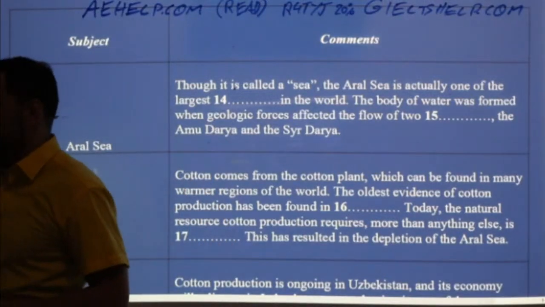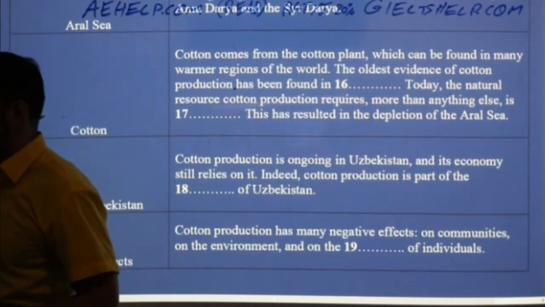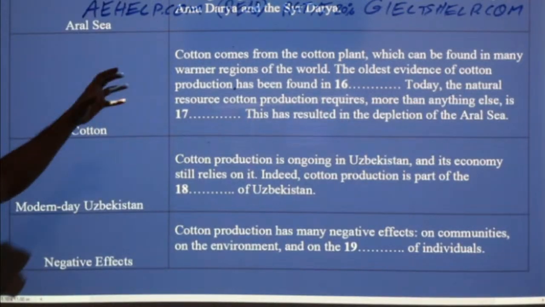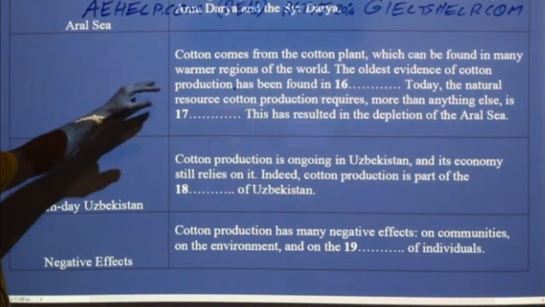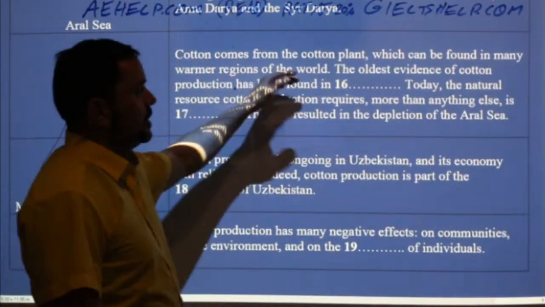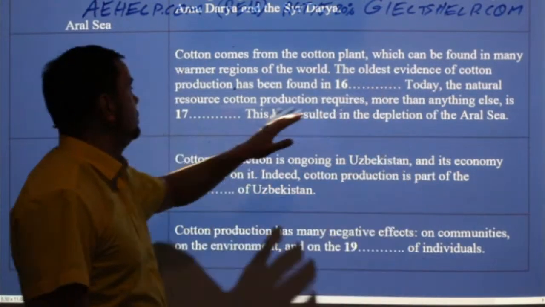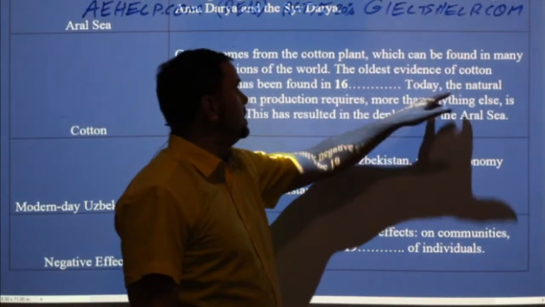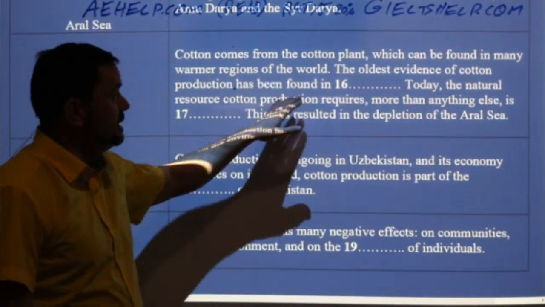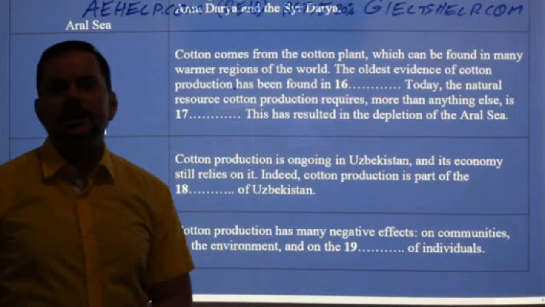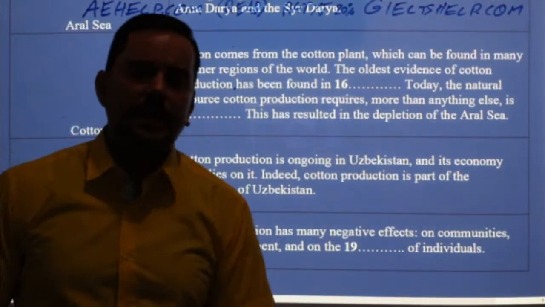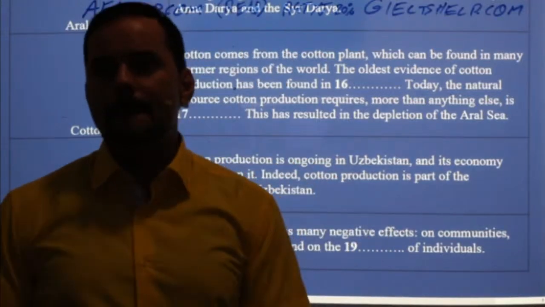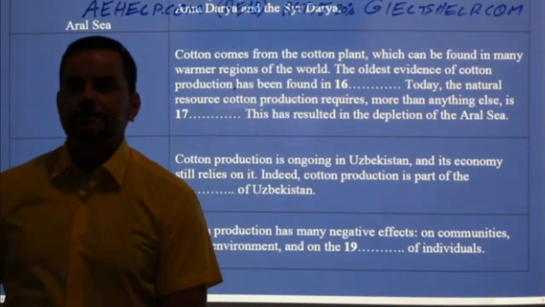All right. Okay, let's go to the next one. So here the topic is cotton. So we know it's coming from the middle of the essay because we read it clearly. Cotton comes from the cotton plant, which can be found in many warmer regions of the world. The oldest evidence of cotton production has been found in where? Can anybody remember that? I remember that because that was a very clear picture in my mind, and I was surprised by the number. Okay.